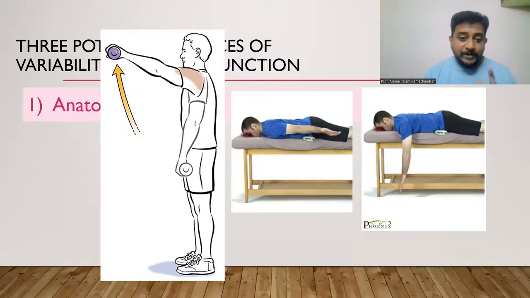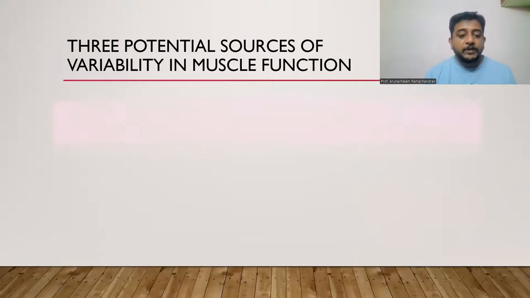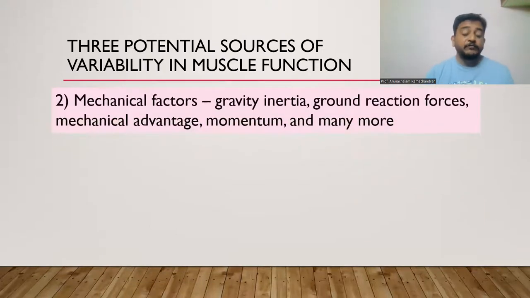The next important factor you have to consider is the mechanical factors. There are various mechanical factors we have studied in biomechanics, like the internal and external forces that act on the human body. Internal forces, in fact, are the muscle force that is created. Apart from that, you have gravitational inertia, the ground reaction forces, the mechanical advantage of doing a particular movement, the momentum, and many more things which are environment-based that also affect the movement.